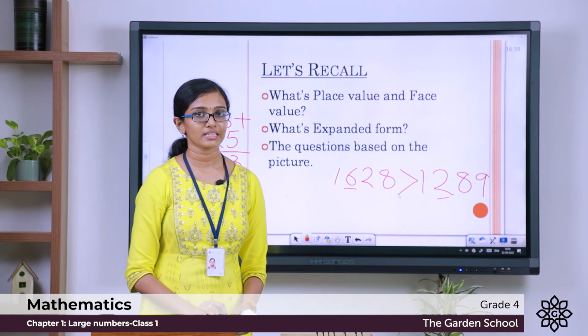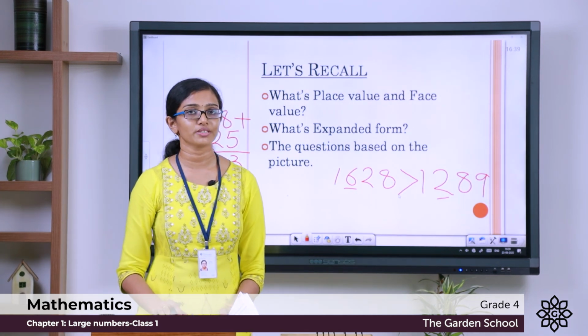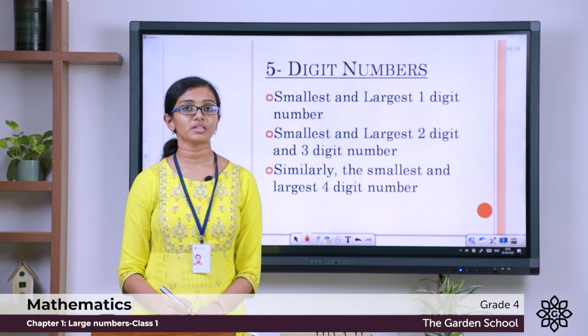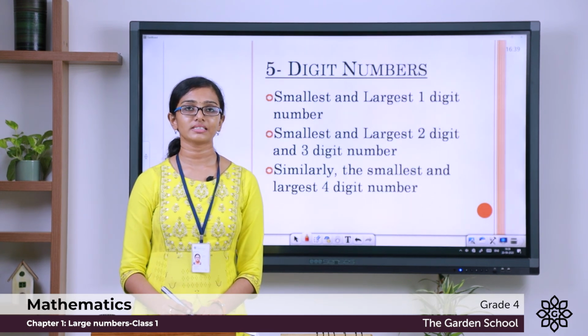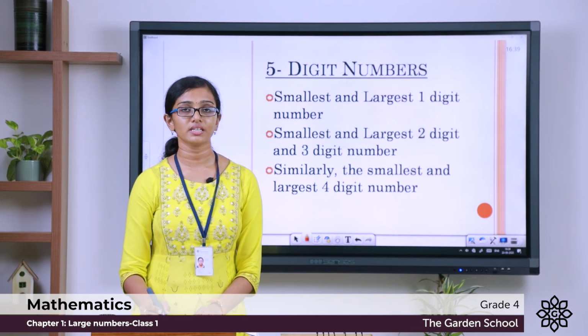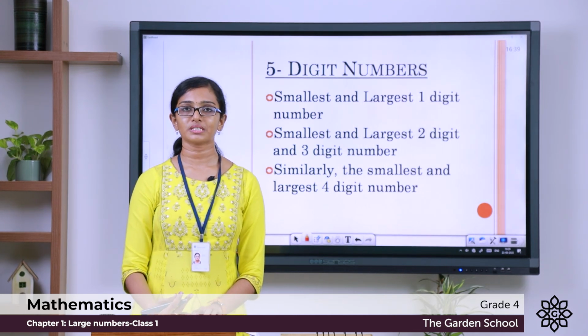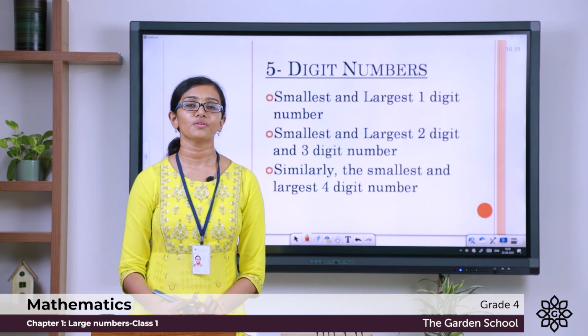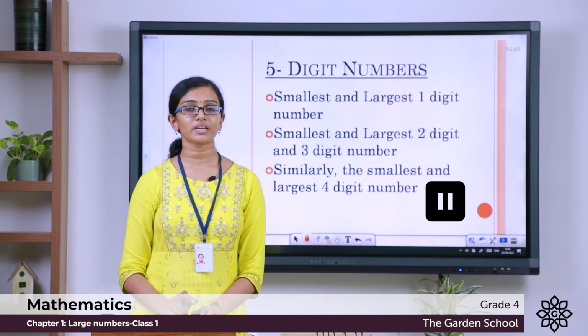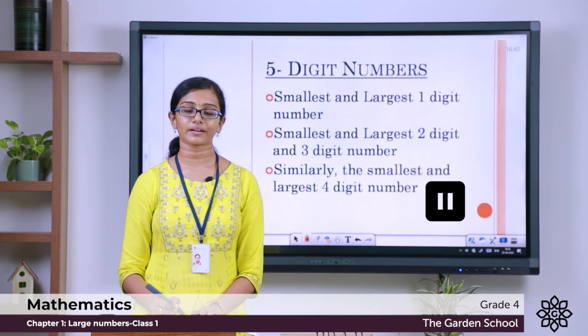I hope all your answers are correct. Now, let us move on to our main topic. We have learned about 1 digit, 2 digit, 3 digit and 4 digit numbers so far in your lower classes. So, all of you please write in your notebook the smallest and largest 1 digit number, 2 digit number, 3 digit number and 4 digit number. You can pause the video, write that first and come back.